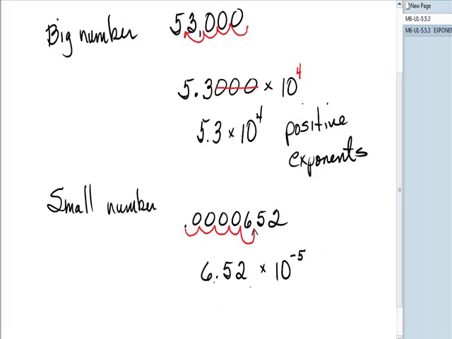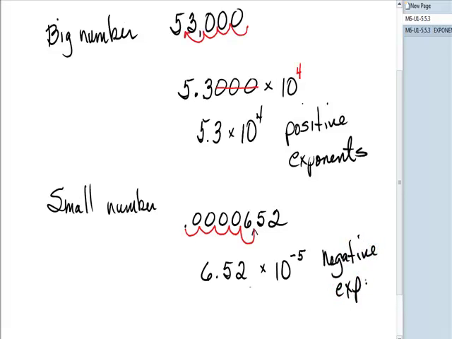Okay, if the number is tiny, then the exponent will be negative, because what does a negative exponent mean? It says, move me down. If this moves down, then you would be dividing this by 10 to the positive 5, which would make it back to this number.